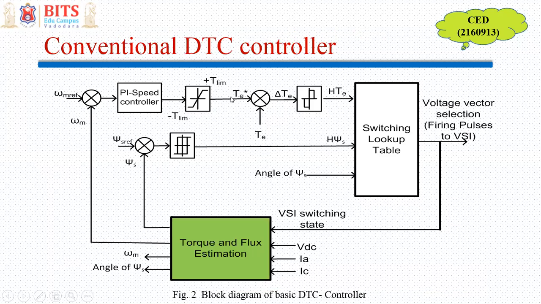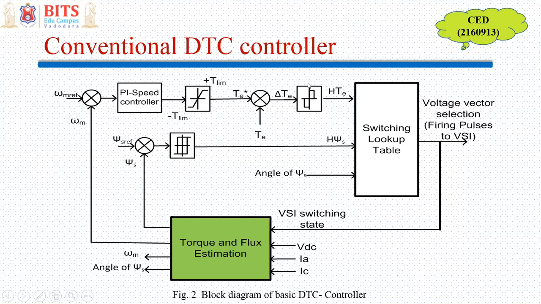Suppose my speed is less, and I need to increase it. So this is the torque at which I should accelerate. This is my required torque. This is the actual torque. Actual torque I can calculate if I have the value of stator currents and stator voltages, which we have already discussed in our yesterday's class. So this is the torque error.